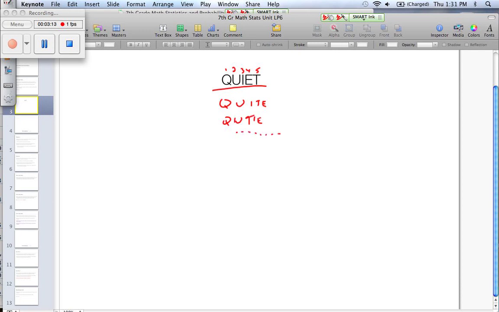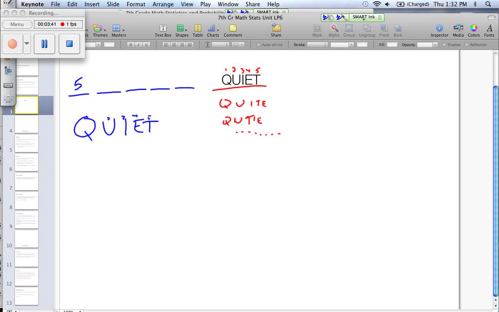So, in order to solve it in a quicker fashion, let's think about this problem. Quiet. It is a 5-letter word, which means there are 5 blanks we are filling in each time. If I was going to fill in the first blank, how many different letters could go here? 1, 2, 3, 4, 5. Any of these 5 could go here. So I have 5 letters that could go here.